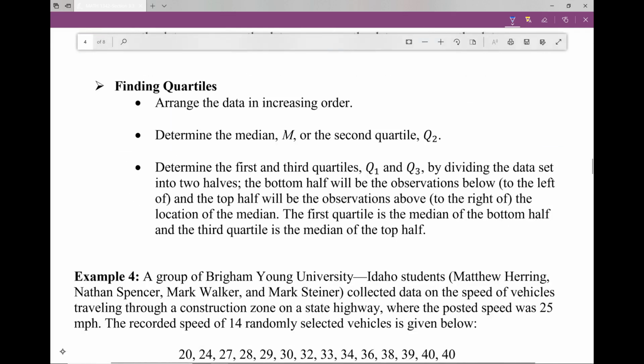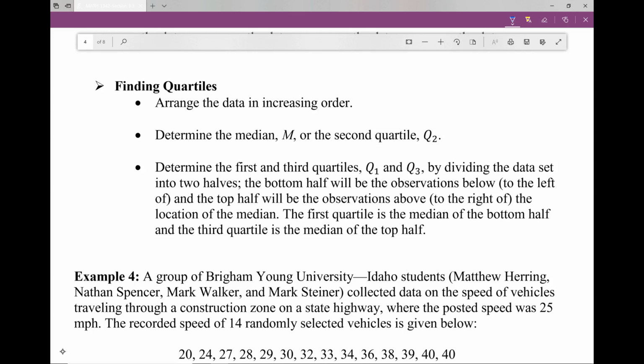Now, in order to find our quartiles, same with percentiles, we first arrange the data in order from smallest to largest, increasing order. Then there's 2 different ways we can find our quartiles. The first way is to find the median, which is your second quartile, and then determine the median of the lower half, which would be the Q1, and the median of the upper half, which is Q3.